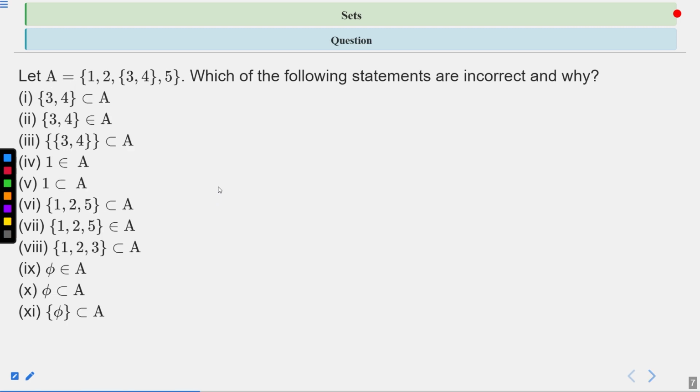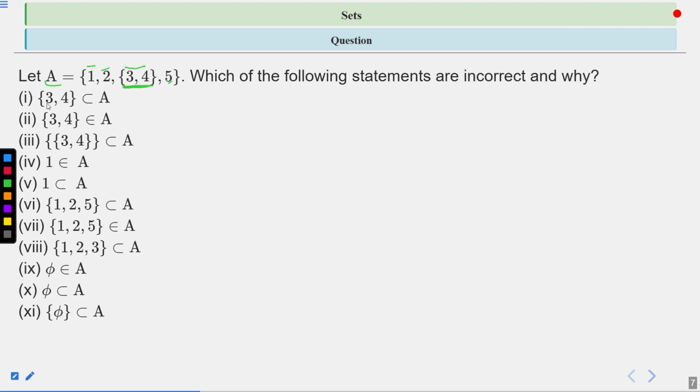This question. Here set A is given to us with elements 1, 2, {3, 4}, 5. So this whole {3, 4} represents an element of set A. Now, as you can see, 11 statements are given to us, and we have to answer which of the following are correct and incorrect, and also give our explanation.